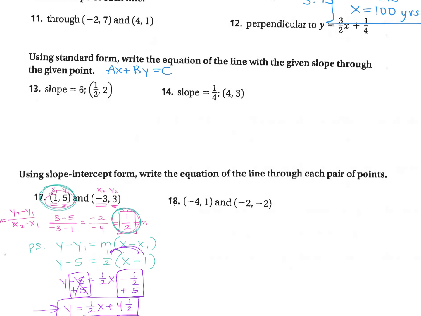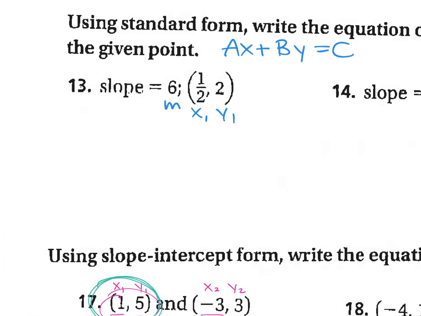Now, again, you could start with slope-intercept form. I never really did that with you. I always started with point-slope and then converted. So that's what I'm going to do right now. You have a point, an x1 and a y1, and you have a slope. So I'm going to put it into point-slope form first. So y minus your y1, y minus 2, equals the slope times x minus your x1 value, which is a half.